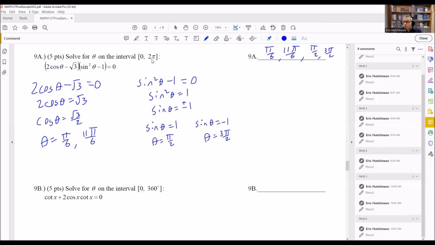Okay, we know that we have to write our answer in radians because of this here. This on the end is going to tell you whether you want to write your answer in radians or degrees, so pay special attention to that one. This one's in radians, so that's why we wrote our answer that way.